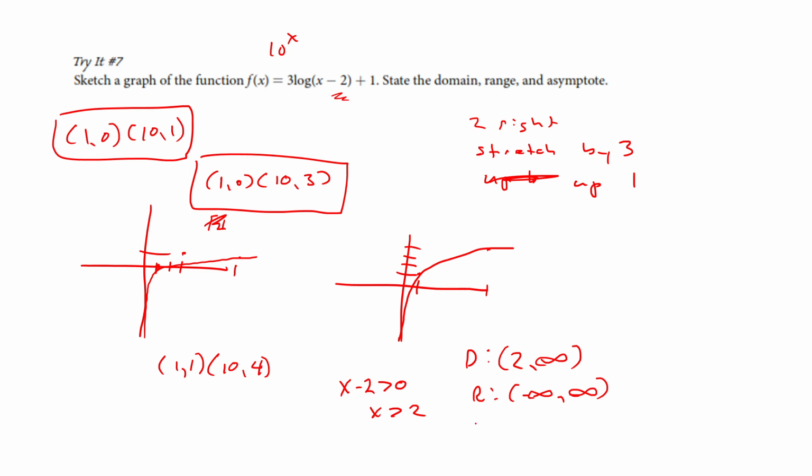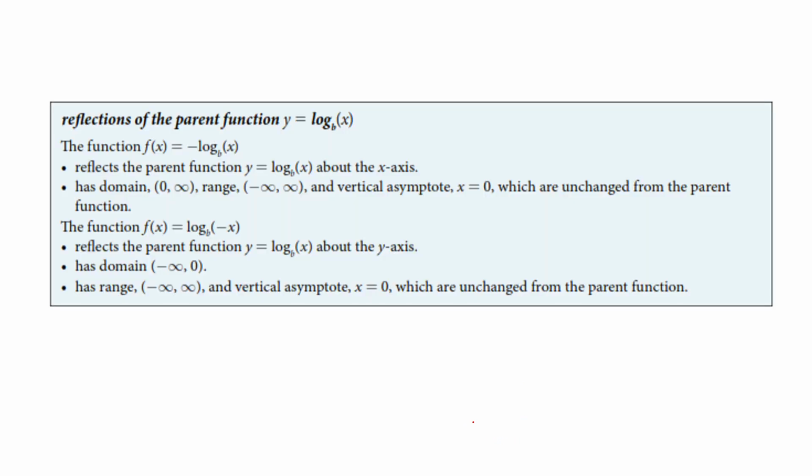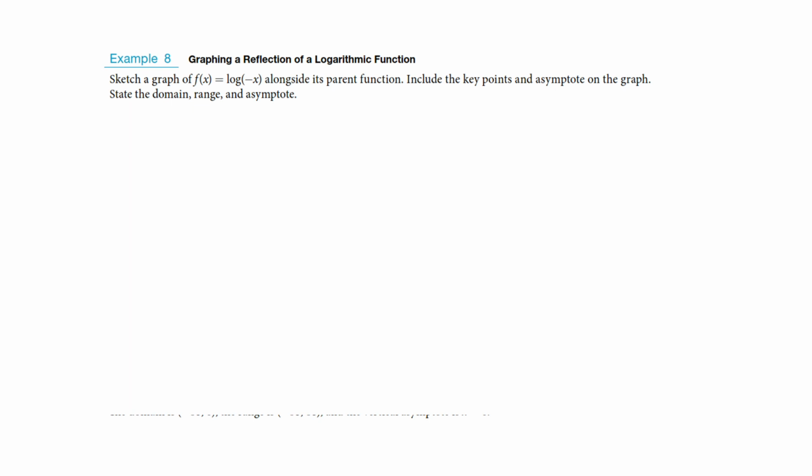My range never changes, and my vertical asymptote is always that first number, but it's just that we moved it 2 to the right. Okay, so I'm going through this quick because we've done this all before. Remember, there are 2 ways we could flip the function.